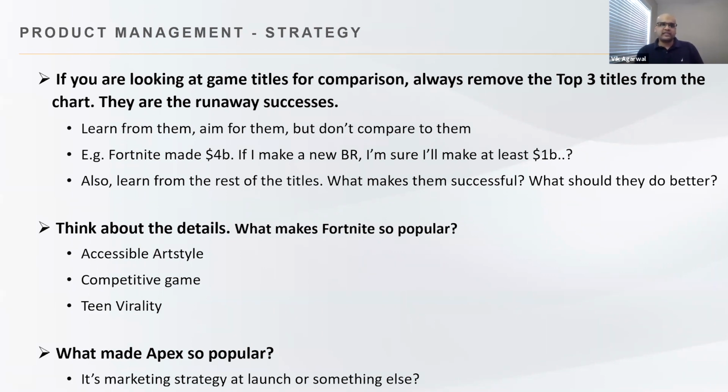And then I hear people say things like, oh, Fortnite made $4 billion. If I make a new BR, even if I make 25% of that, I'll make $1 billion and I have a top grossing game. Well, it doesn't really work that way, right? There are some outlier successes. They did a lot of things right.